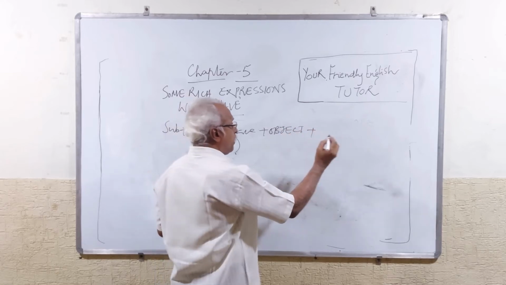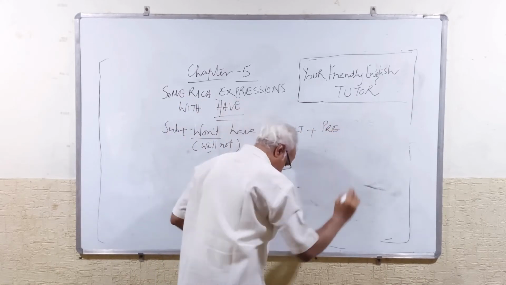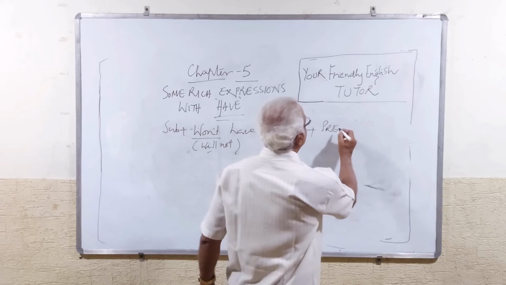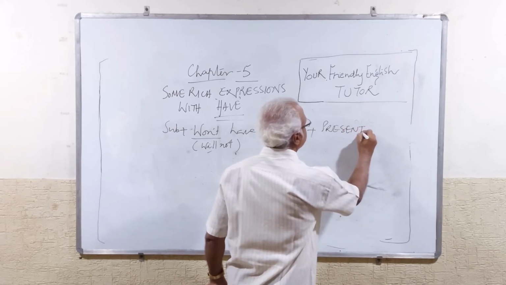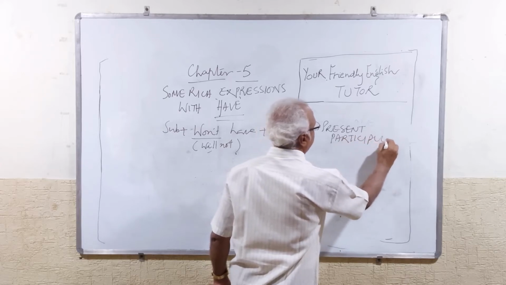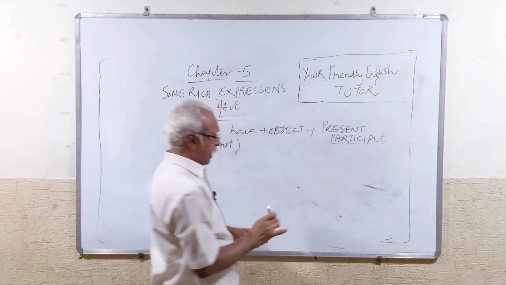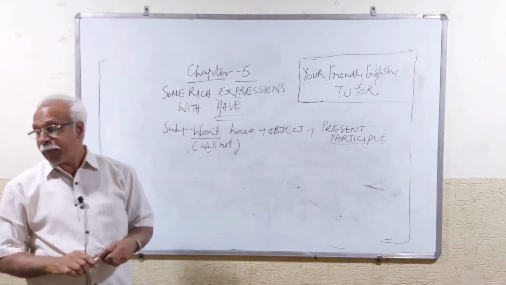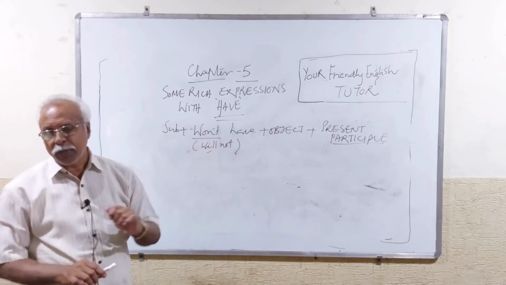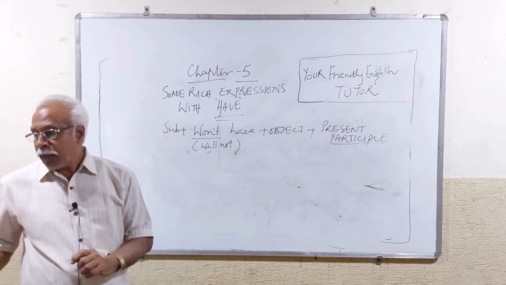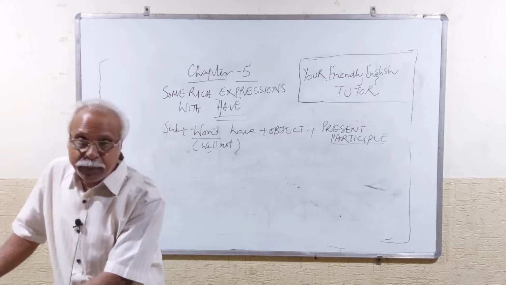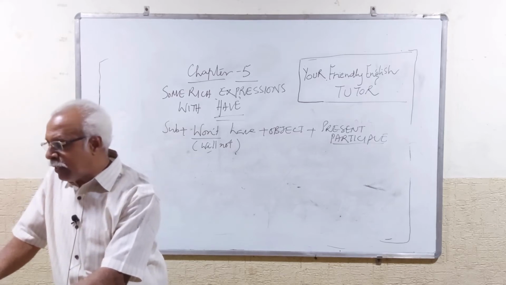Next, present participle. Okay? Right. How the sentences can be here. This is highly useful when you want to refuse, when you refuse to allow something or accept a situation. It may be a situation or accept any fact.